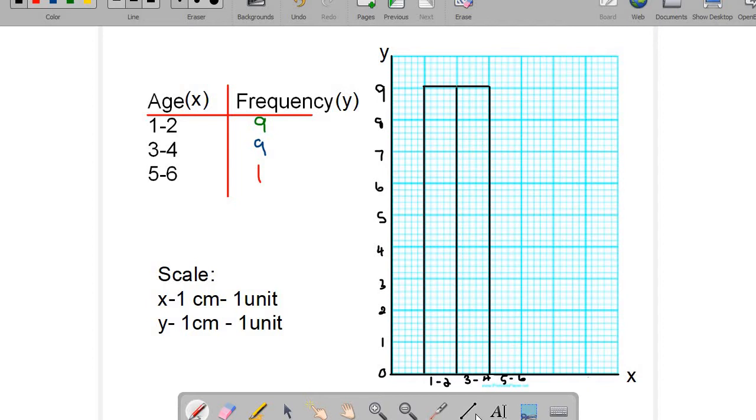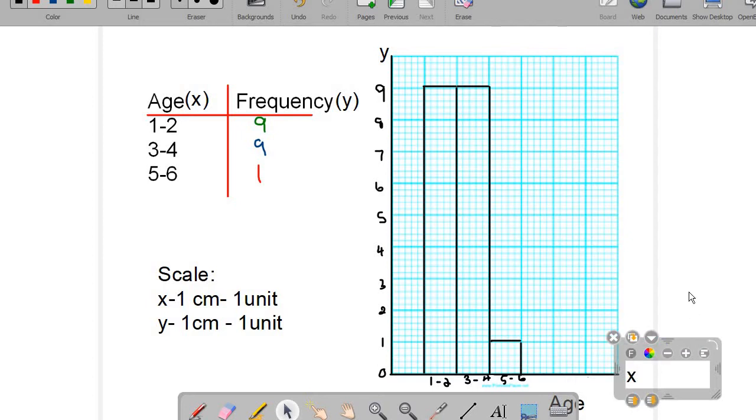Alright, the third interval is 5 to 6, and the frequency for that is 1, so the height of the bar should stop at 1. Okay, now that we've done that, we are going to put a title for our axis. Sorry, I'm going to title this axis H.